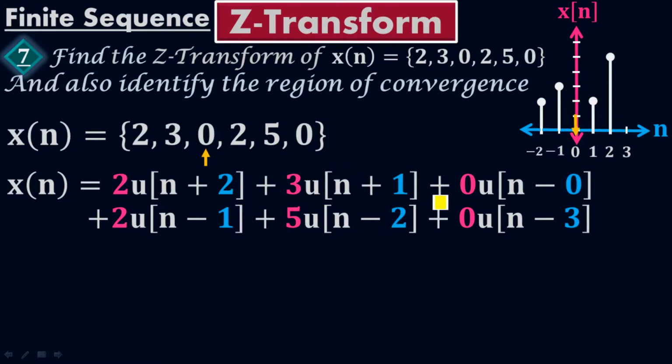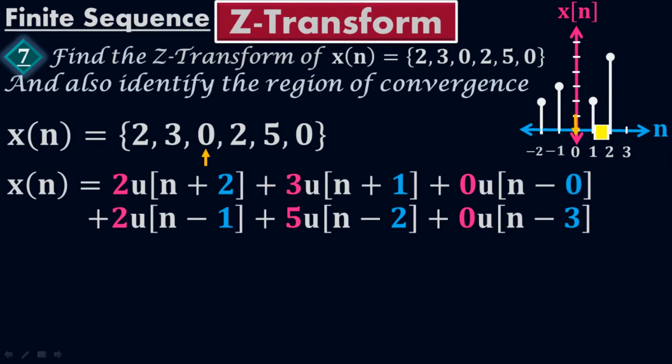Similarly, for here, this 0, the magnitude is 0. Put the 0 magnitude here and then times u of n minus 0. At this point, at the origin, the magnitude is 0, which means that I don't have any sample at n equals 0. So I will put n minus 0. At n equals 0, I have 0. It is not negative. For the negative, you're going to put plus. For the positive, you're going to put negative. So I'm going to put n minus 0.